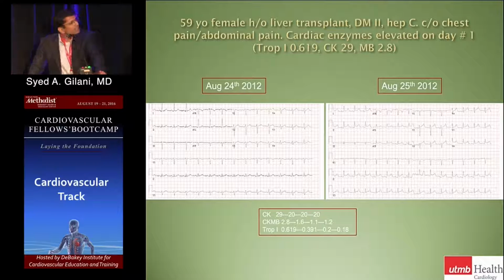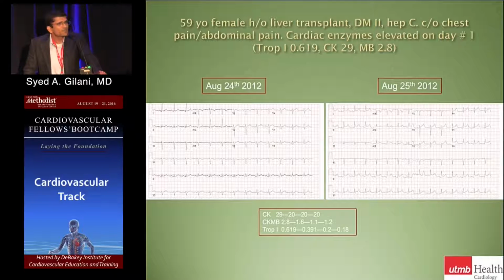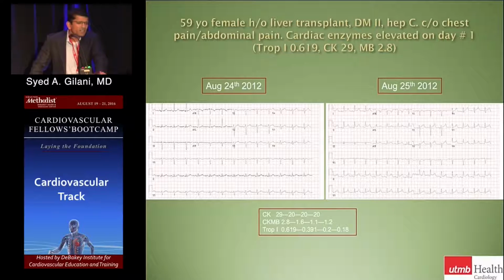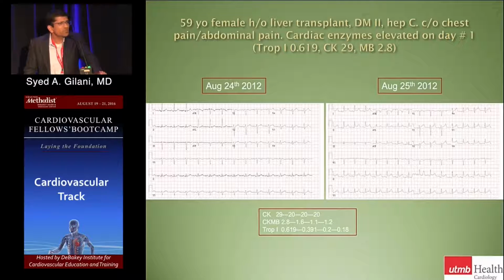So in this EKG, if you can read, this is a 50-year-old female who presented to the hospital with chest pain and abdominal pain. Her initial cardiac enzymes were elevated. Her initial EKG, as you can see, was fairly unremarkable. But over time, the next day, her EKG became dramatically abnormal. So what do you think about this EKG on the next day, the 25th? It has ST segment elevation throughout all the precordial and limb leads. There's some ST segment depression going on.